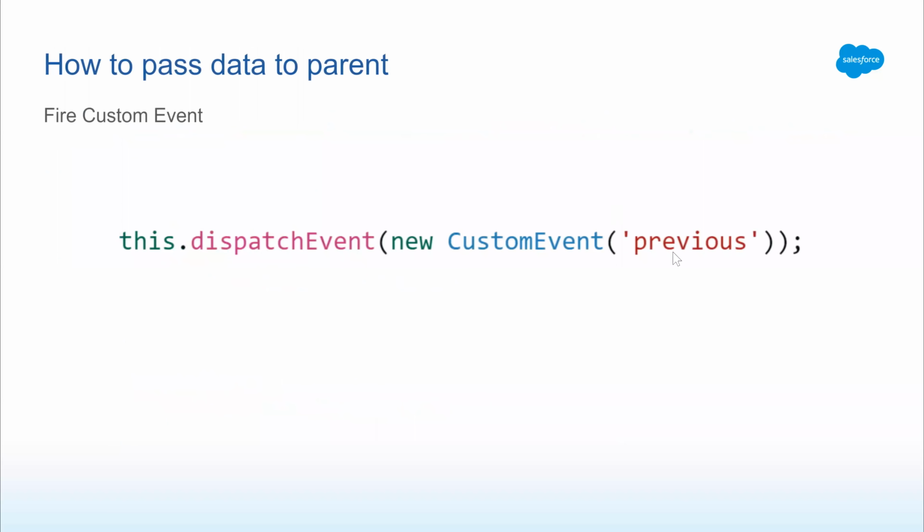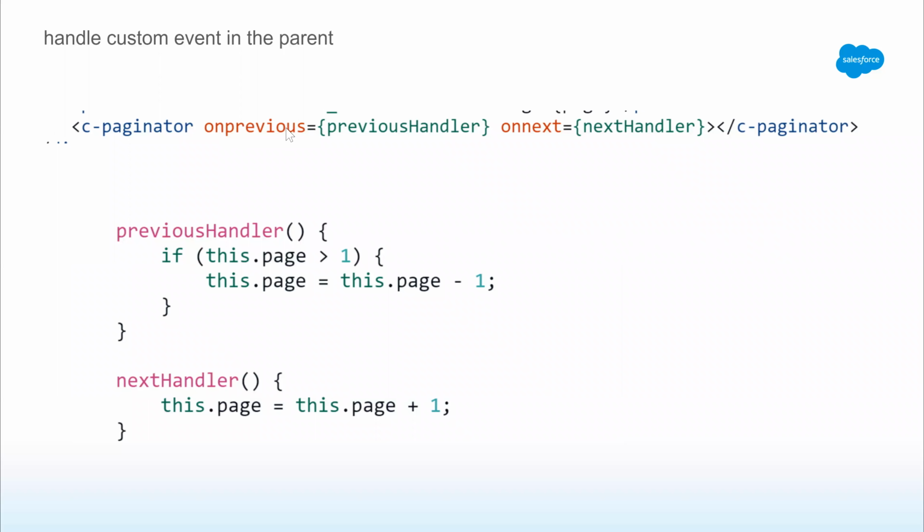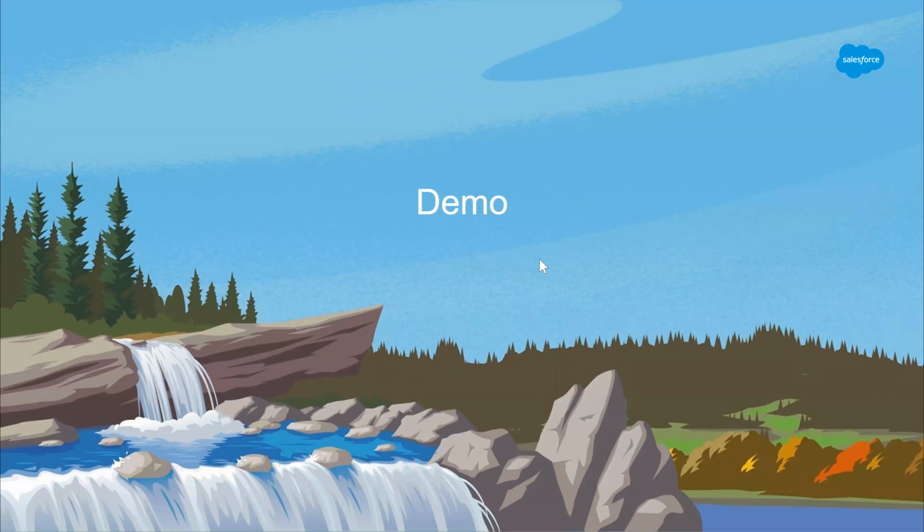Here, as we define previous, then we do onprevious is equal to, and then we define the handler. The handler can have an attribute as event, and that can have data like event or details, and we can send that data. Here we have two different events, previous and next, and these are the handlers we have for those in the parent component. Okay, and yeah, so that's it.